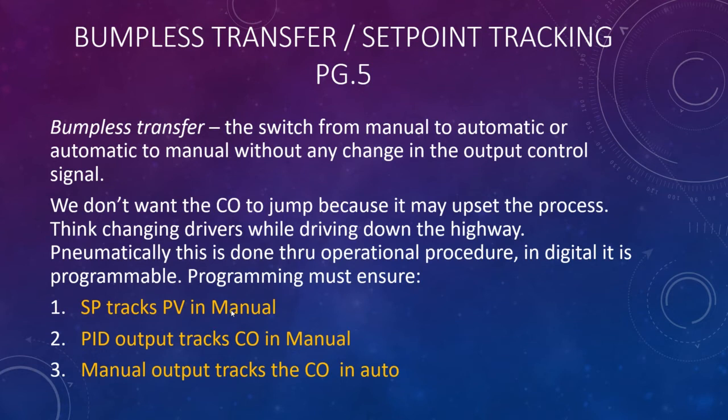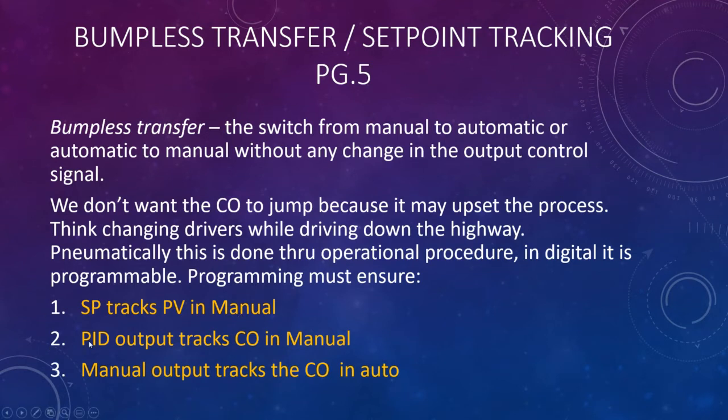So when it's in manual, it is looking at the process variable. Let's say you open your valve 50% and your flow is at 50%. The controller is going to be looking at it and saying, okay, this PV is at 50%, so I'm going to make my set point comparable in value to the PV, so that when I switch from manual to automatic, those numbers are the exact same. There's no bump.